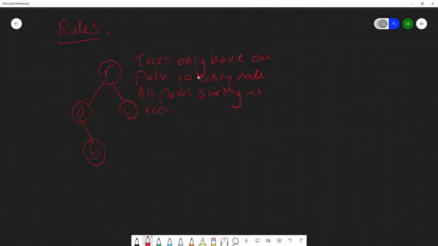Similarly, we could say then, if all paths are starting at the root, then all nodes must have a path to the root. Because if they all start at the root, then they must all have 1 to the root, because you can just go backwards.